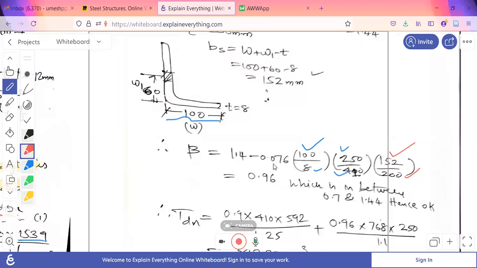So 1.4 minus 0.076 W by T. So size of the outstanding leg divided by the thickness, 100 by T. Fy by Fu, 250 by 410. Now this one you need to understand: what is 152, what is 200. 152 is here, see this. What is this 152? Bs, the shear lag width. Shear lag width is W plus W1 minus T.